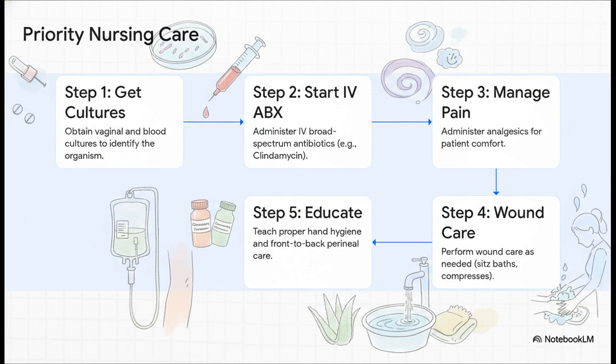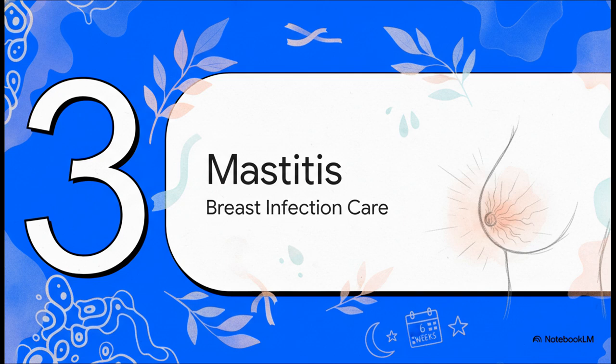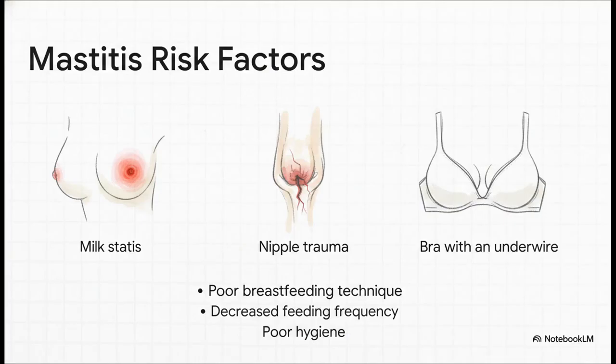All right, let's switch gears and move on to our next big topic: mastitis. This is an infection of the connective tissue in the breast. It's almost always unilateral, meaning it just affects one breast, and you'll see it most often in those first 6 weeks of breastfeeding. The two main culprits here are milk stasis and nipple trauma.